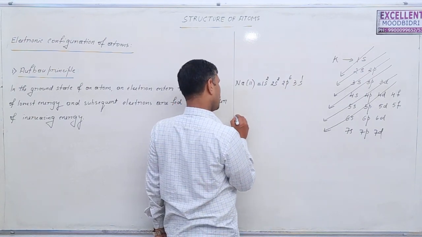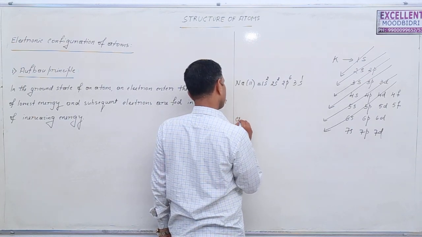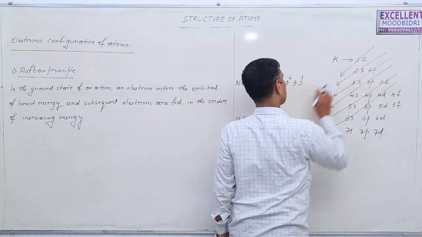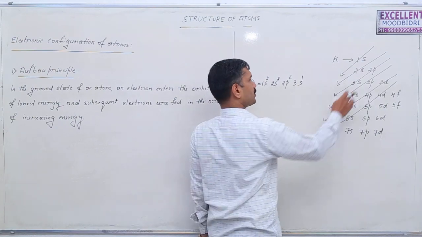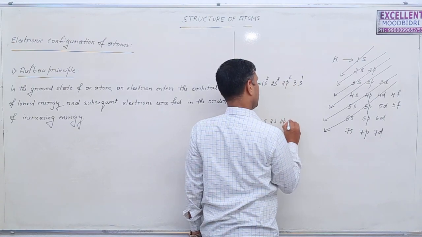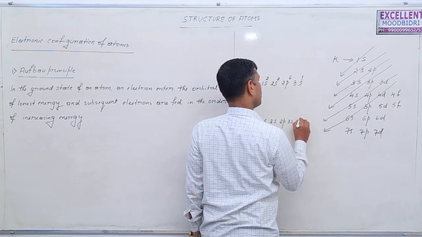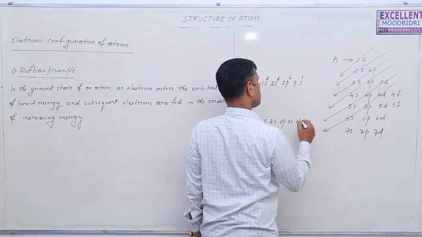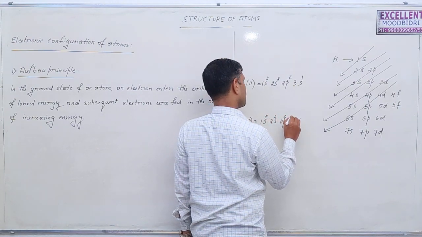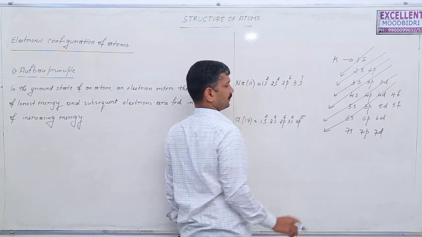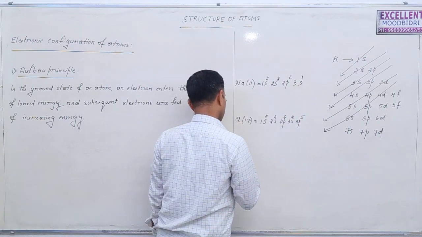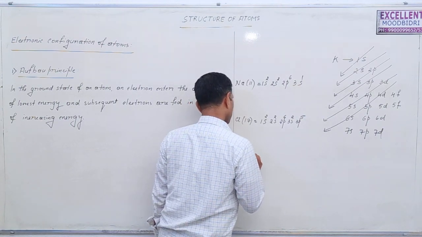Go for the next element, chlorine, atomic number 17. First write the orbitals: 1s, next 2s, next 2p, next 3s, next 3p, next 4s. Continue this way. Fill up the electrons: 2, 2, 6, 2, 5, total 17. Yes, correct. Go for the next element, manganese, atomic number 25.